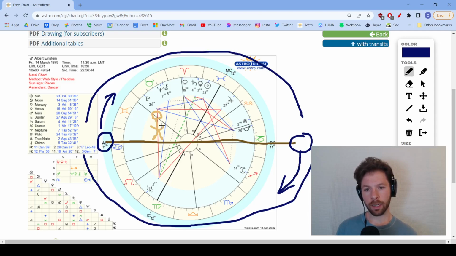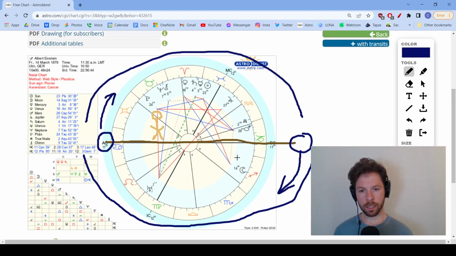And here we are standing on the horizon, and at this time of day, right, Albert had Gemini, Taurus, Aries, Pisces, Aquarius, and part of Capricorn, part of Cancer up above him, up above the horizon. He had these planets up above the horizon, and then he had these signs and these planets below the horizon.